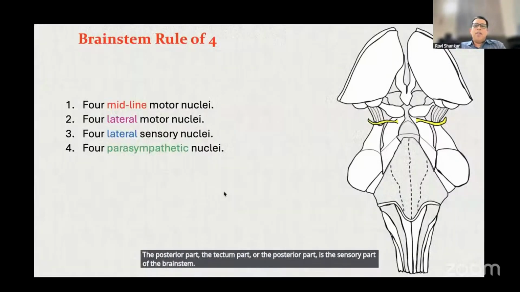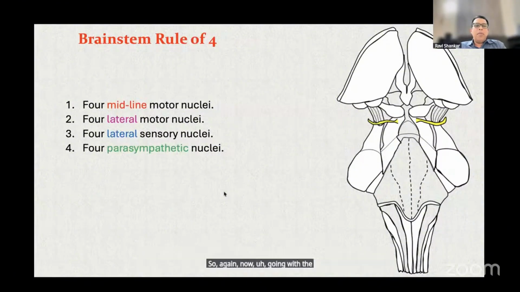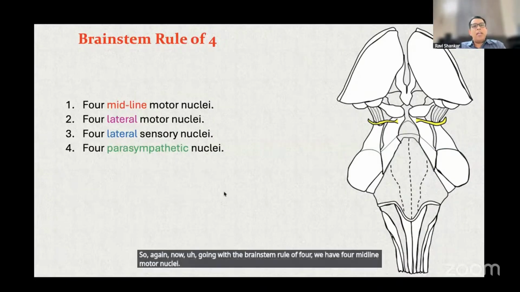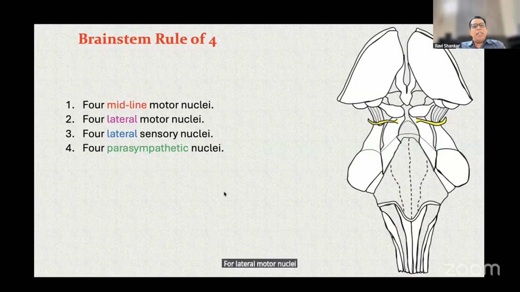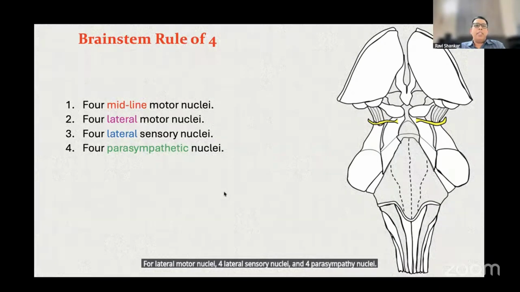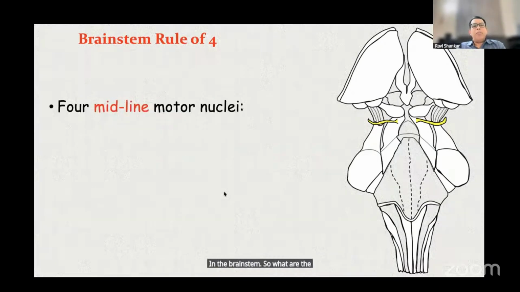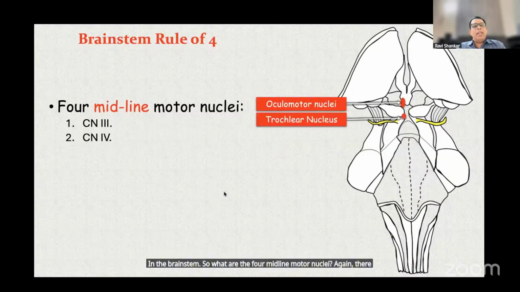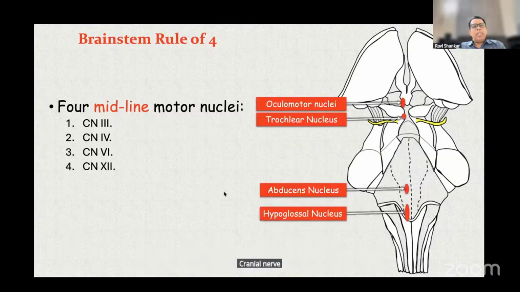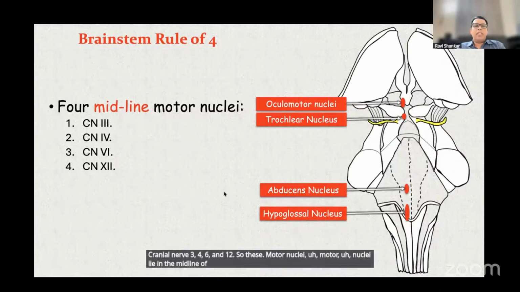So again, going with the brainstem rule of 4, we have 4 midline motor nuclei, 4 lateral motor nuclei, 4 lateral sensory nuclei, and 4 parasympathetic nuclei in the brainstem. So what are the 4 midline motor nuclei? They are cranial nerves 3, 4, 6, and 12. These motor nuclei lie in the midline of the brainstem.